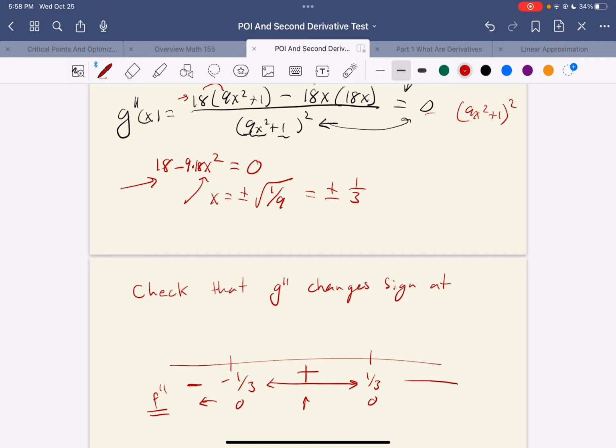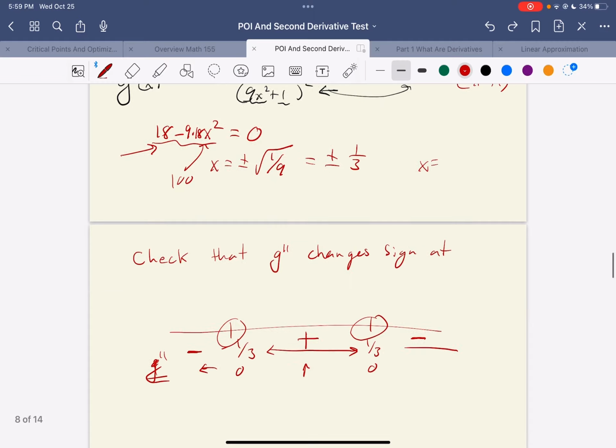Okay, plug in any value you want that's bigger than 1/3 into this function. Oh, I'm calling it f, it's g double prime, and it's going to be negative. All right, plug in 100. 100 squared, that's 10,000. You're taking away this big number from 18, it's negative. Okay, so yeah, we change sign, right? So we have 2 points of inflection. One is when x is negative 1/3, and one is when x is positive 1/3. Okay, let me quickly skip through the WebWork to see any others.